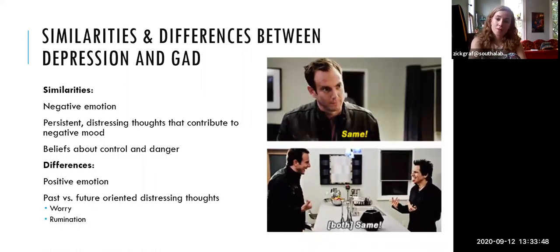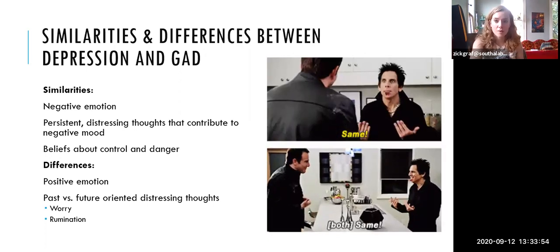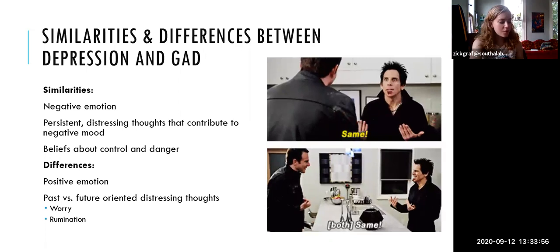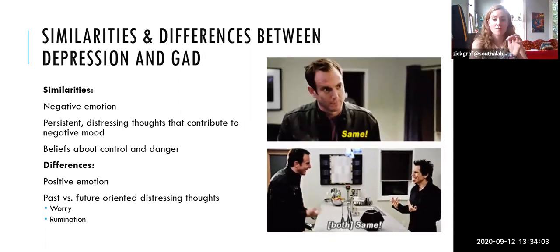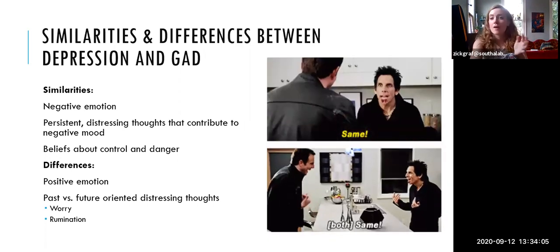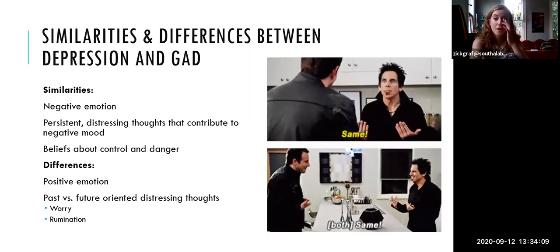There are some important differences, though, that help us tell these two disorders apart. One of the key differences that Dr. Kazanov just talked about is positive emotion. So depression is really defined by a lack of positive emotion, either because sadness is so pervasive that it sort of takes up all the space and prevents someone from feeling positive, or because of anhedonia, which blunts all emotional experiences, including positive emotion.